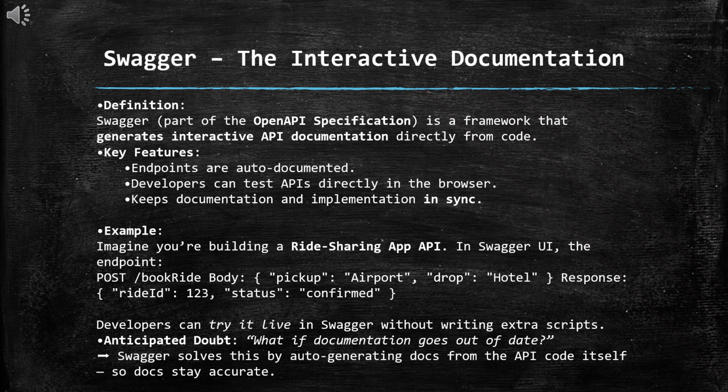An important question often comes up: what if the documentation goes out of date? Swagger solves this by automatically generating the docs from the API code itself, ensuring accuracy.